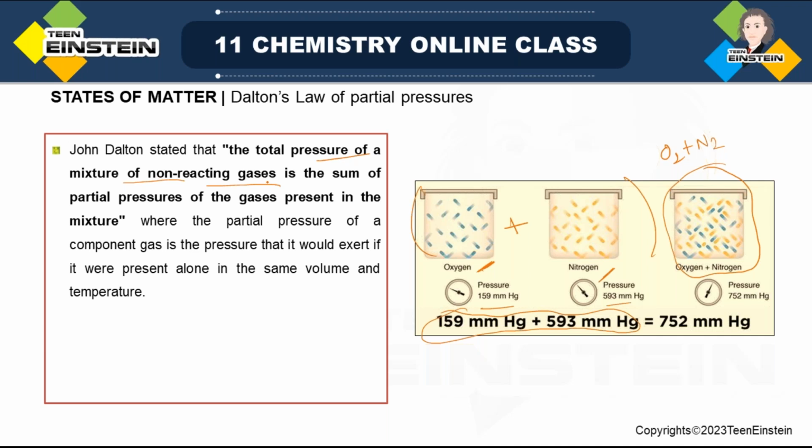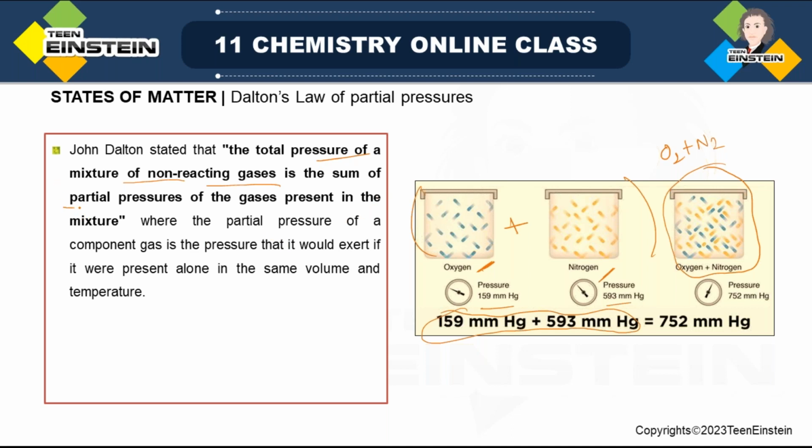So if that is the case, then this law is not applicable. Provided they are not reacting with each other, only then is this law possible. Because if they are reacting with each other, they will be producing something else. There will be a reduction in their initial number of moles and so many things. This is complicated, right? So when they are not reacting with each other, that is a non-reacting gaseous mixture, then the sum of the partial pressures of the gases present in the mixture is actually the total pressure of the gas.